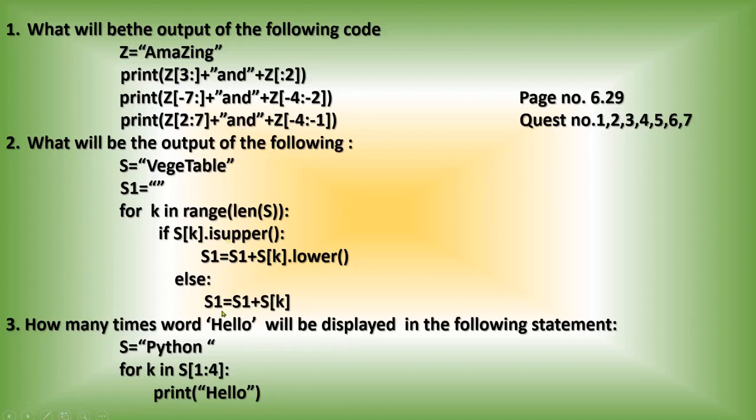Condition false. So it will come over here. And S1 is equal to S1 plus. Already S1 contains vE. You write it down on a sheet of paper. Now S1 contains vE, small letter v and E. Along with it, S of k is concatenated. S of k means S of 2. S of 2 means G will be concatenated. Now S1 contains vEG. Again the loop will be repeated.